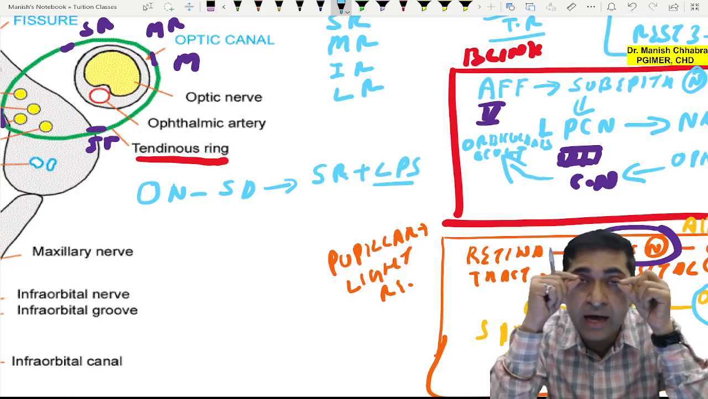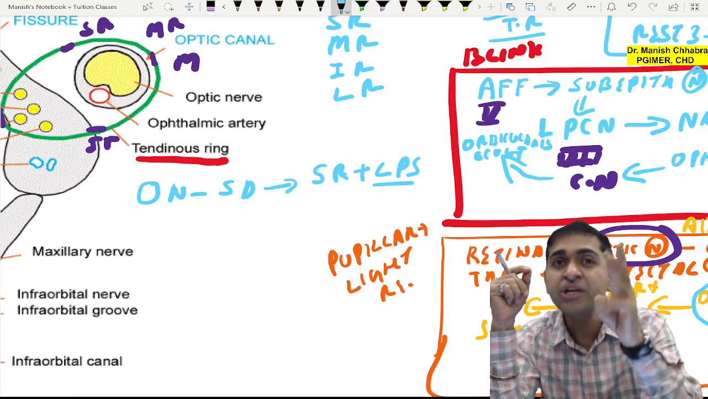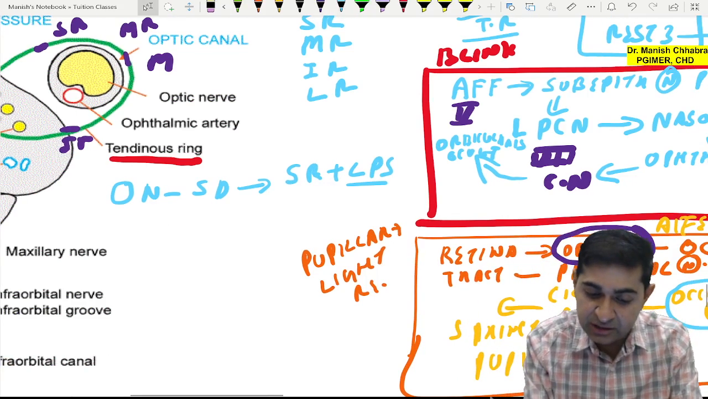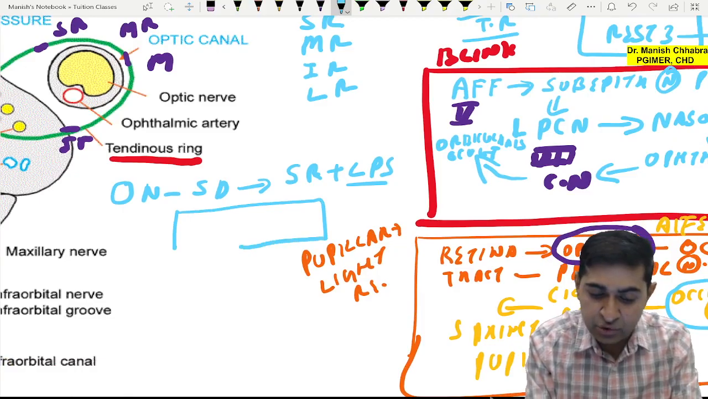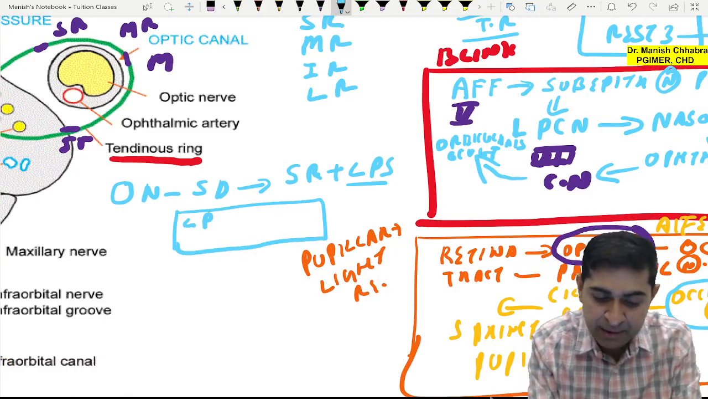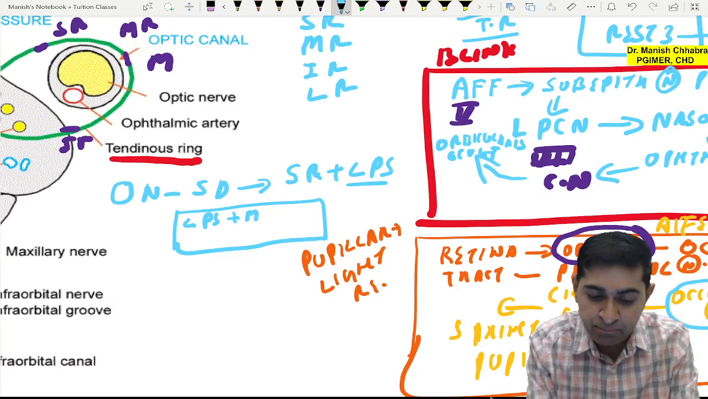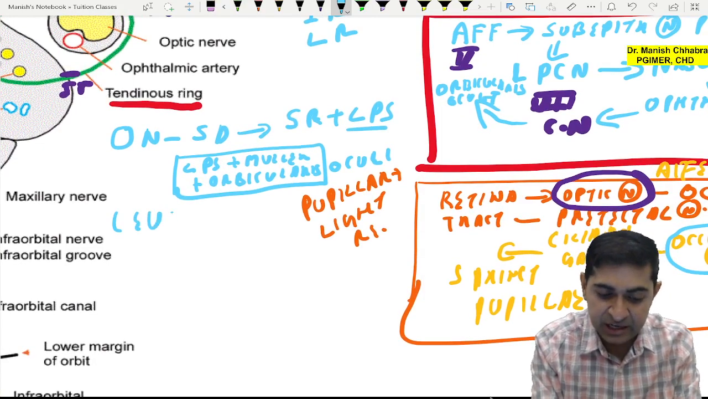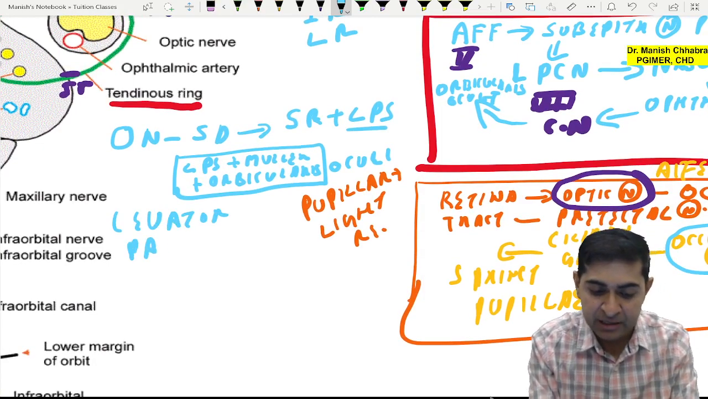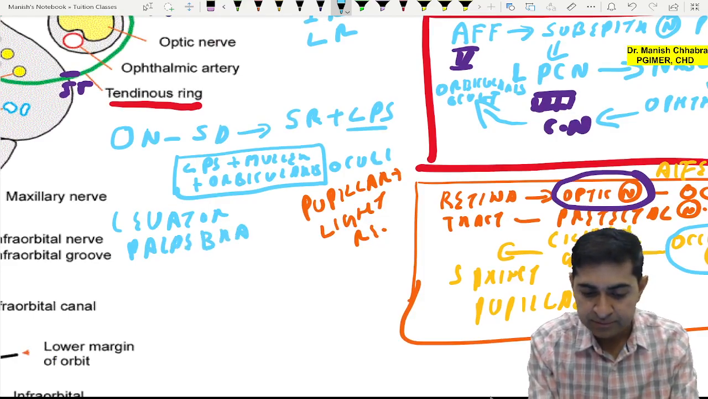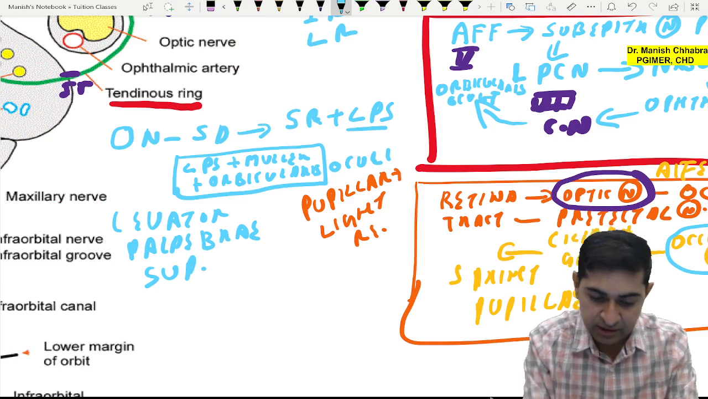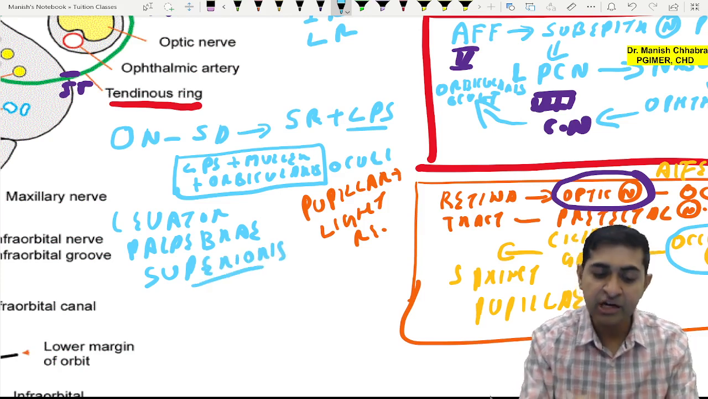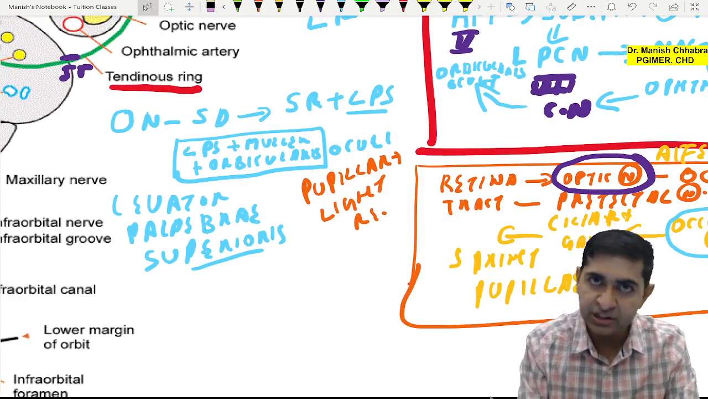Now if I talk about my eyelid, the eyelid has got three muscles. Yes, which three muscles are there? So I am writing it in a box. It is very, very basic. One is levator palpebrae superioris, another is Muller's muscle, and third is orbicularis oculi. So LPS, I am writing it in detail: levator palpebrae superioris.